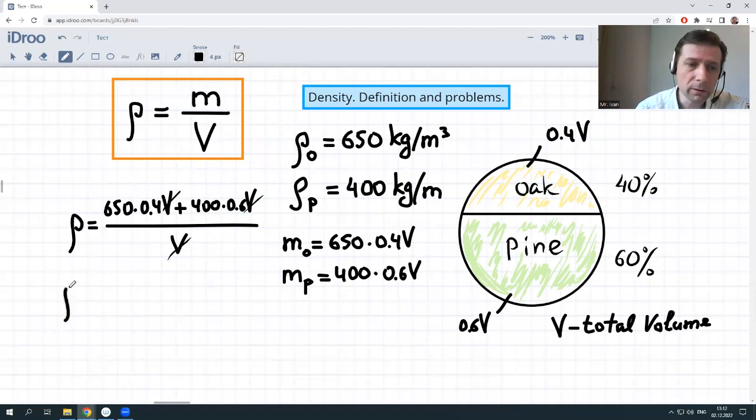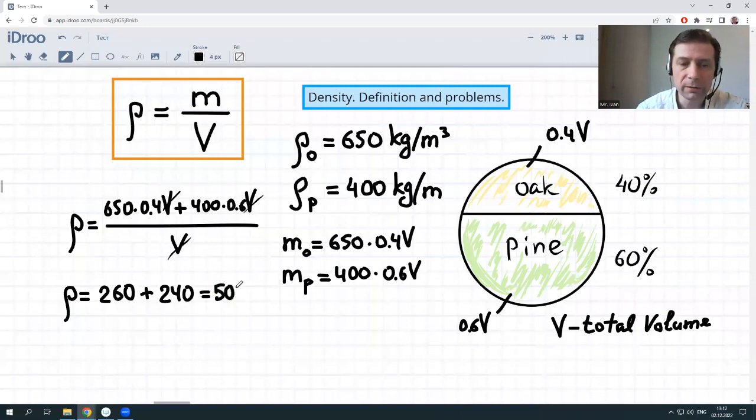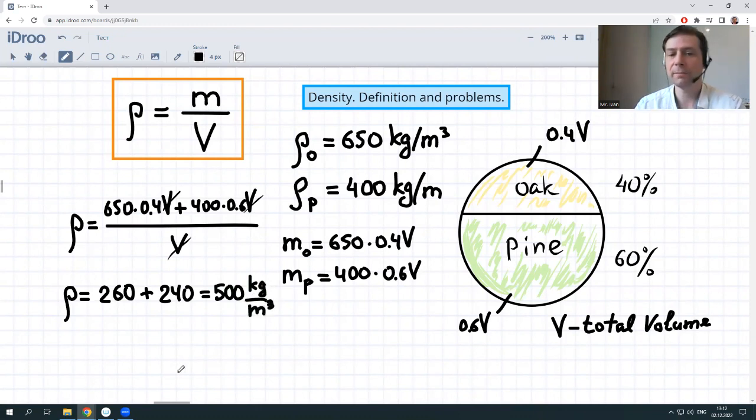Now we can say that the average density is 650 times 0.4, which is 260, plus 400 times 0.6, which is just 240. As a result, we have 500 kilos per cubic meter. That's basically it. It's the average density of our oak-pine ball. So that's how we can apply the formula.